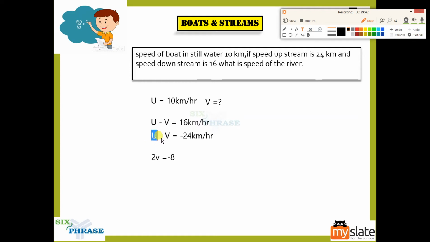So this will become minus, this will become minus, and this will become minus. So minus 2v is equal to minus 8, v is equal to 4, right? So v is equal to 4 kilometers per hour. See, now we are getting it. Okay, so this is just to make sure that you understand the point, guys.